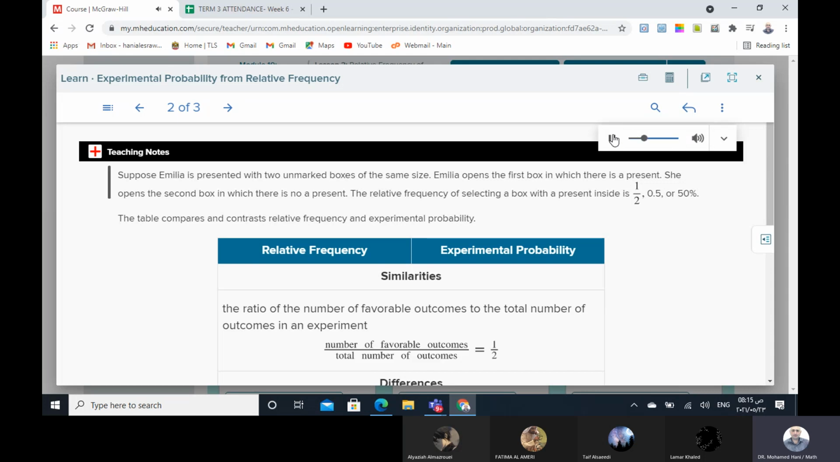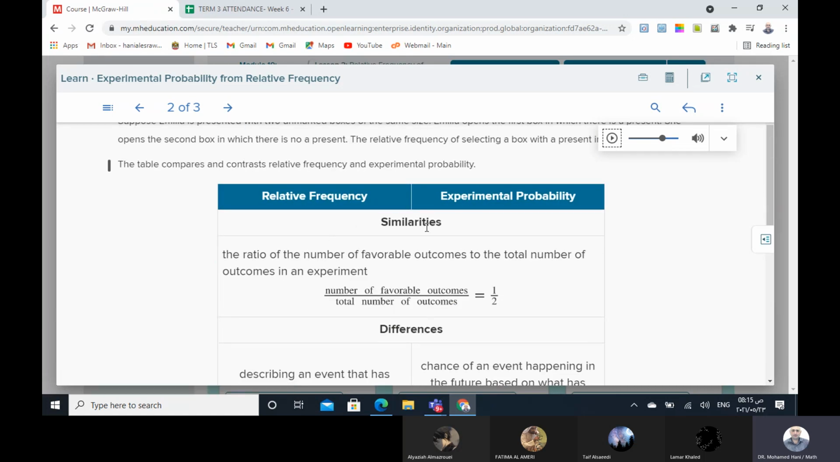Teaching notes. Suppose Amelia is presented with two unmarked boxes of the same size. Amelia opens the first box in which there is A present. She opens the second box in which there is no A present. The relative frequency of selecting a box with A present inside is 0.5, or 50%. The table compares and contrasts relative frequency and experimental probability.